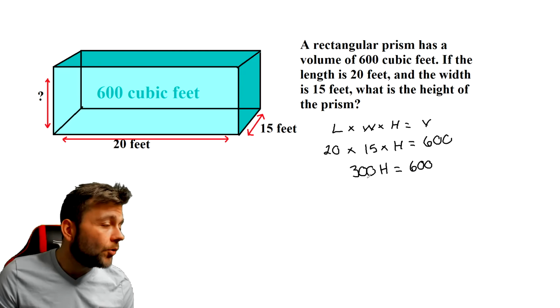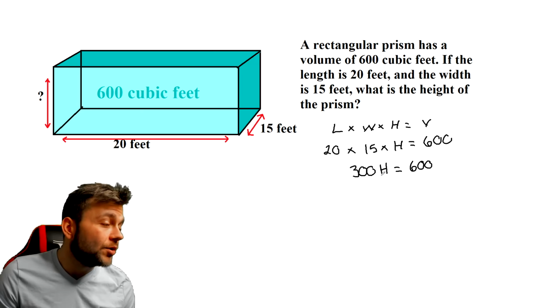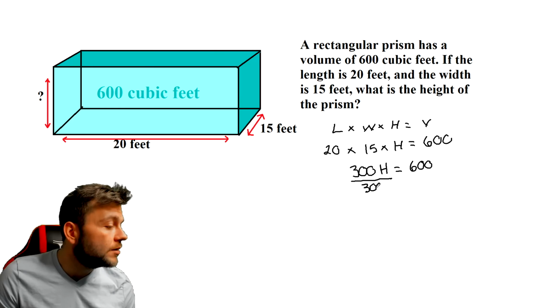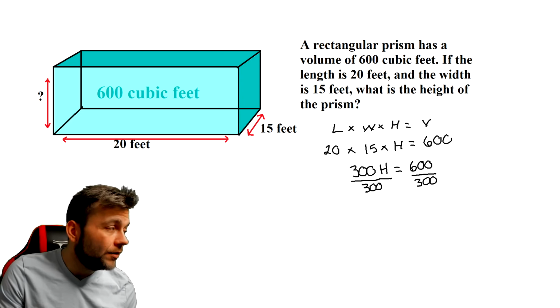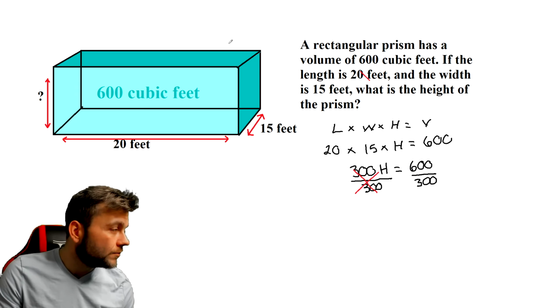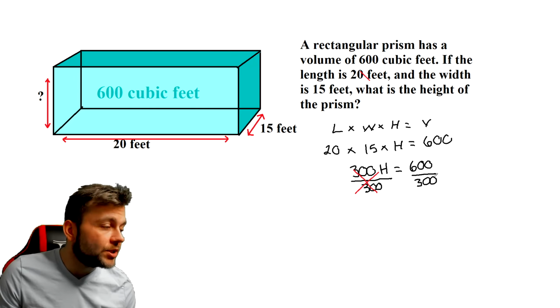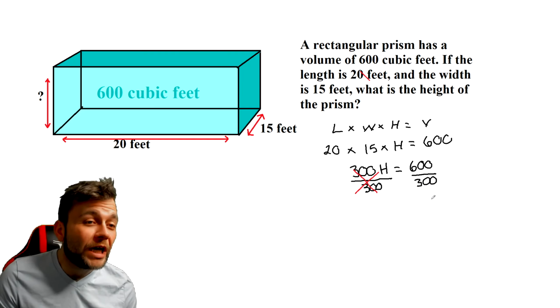Then we divide. So what's the opposite of multiplying? Well, the opposite of multiplying, that's what's occurring between the 300 and the h. So the opposite of multiplying is dividing. So we divide both sides by 300, because whatever you do to one side of the equal sign, you do to the other. What is 300 divided by 300? Well, that's 1. So it cancels itself out. And 600 divided by 300, well, 300 goes into 600 2 times.